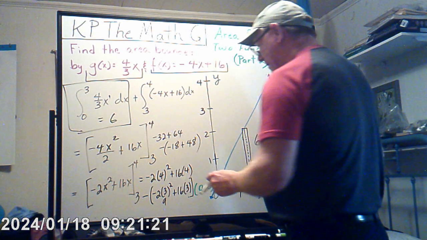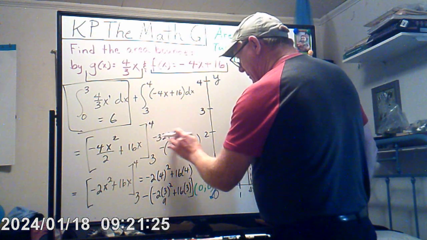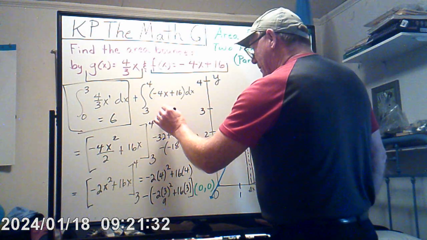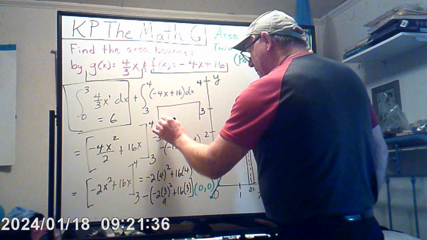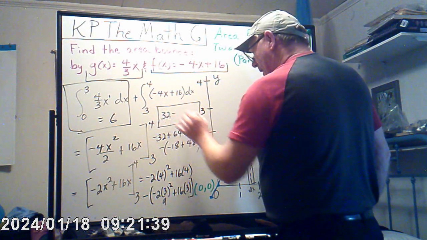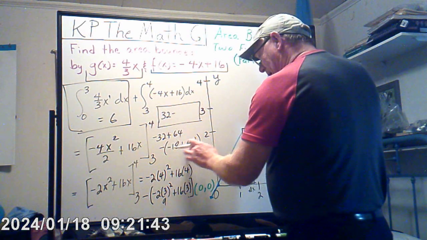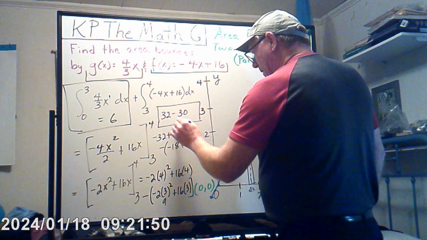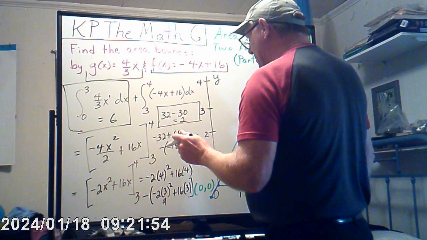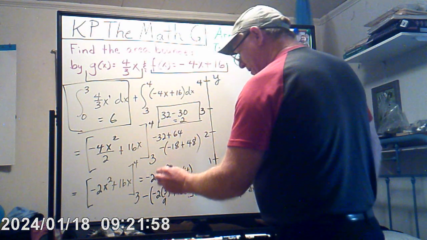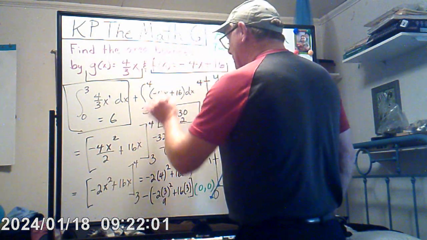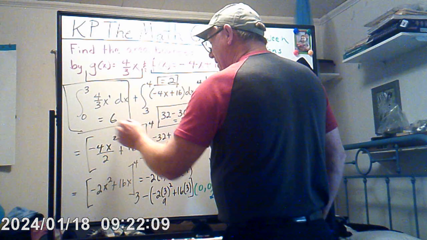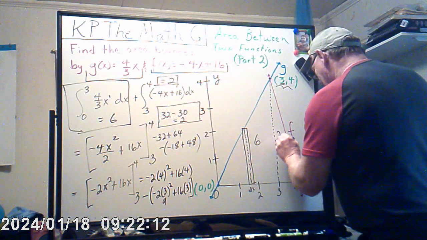Now, negative 32 plus 64. 32 is half of that, so the top portion is, let's put the answer right in here, 32. Minus, this is negative, this is positive, I need to subtract. Negative 18 plus 48 is 30. And this answer is 2. Now, remember the other one was 6. So this part right here is equal to 2, this part is equal to 6. 6 plus 2 is 8.